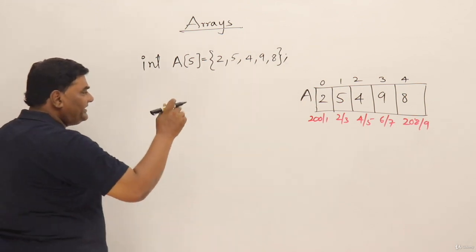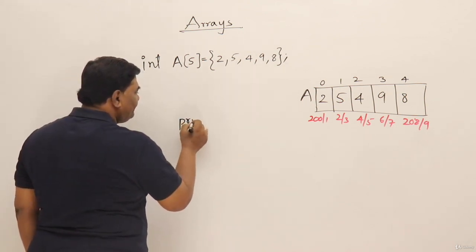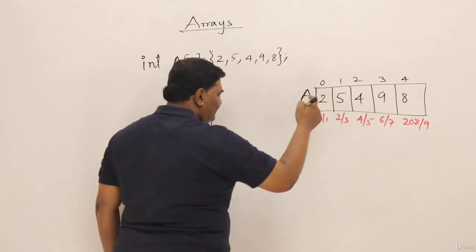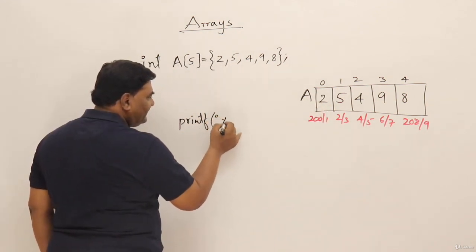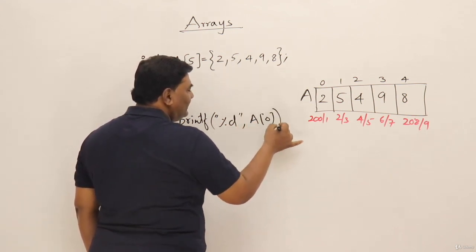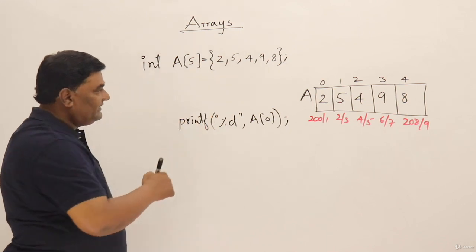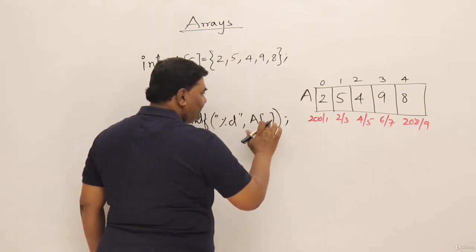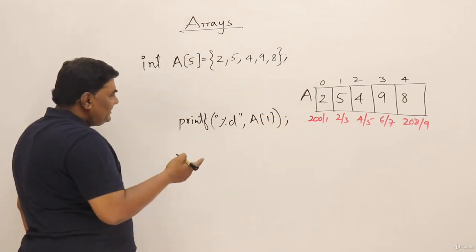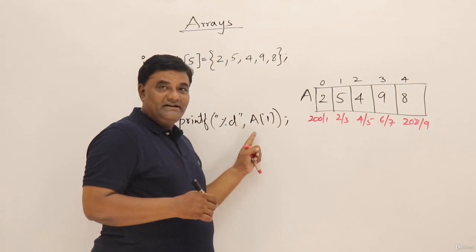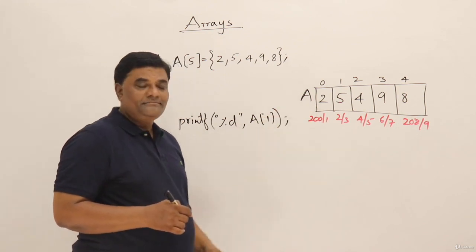Now, how to access those elements? If I want to print any value, I can say printf. Suppose I want to print a value that is at index 0. Then I can say %d, a of 0. This will print the value at index 0. Suppose I want to print the value at index 1, then I should make it as 1. So I can access all those values by just changing the index: A of 1, A of 2, A of 3, anything.